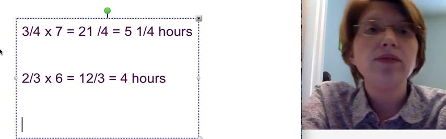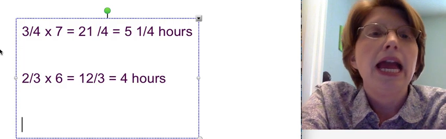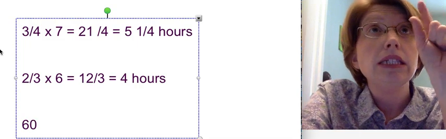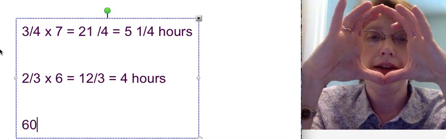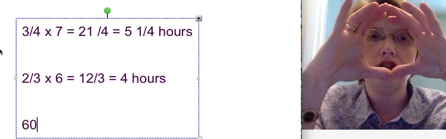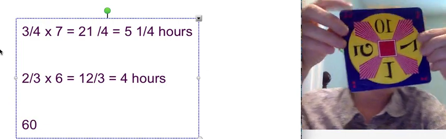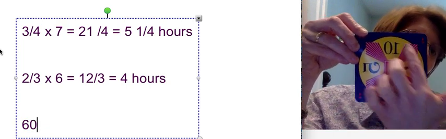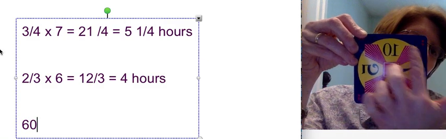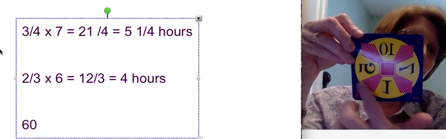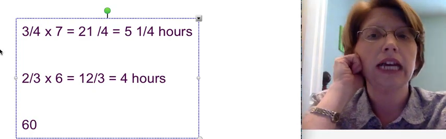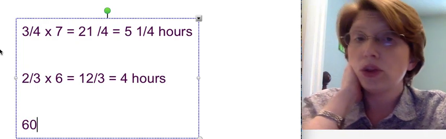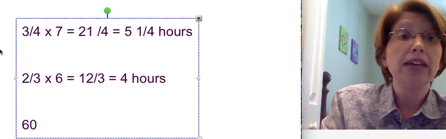So if he spends 3/4 of an hour, okay, how many minutes are in an hour? 60, right? Think about your clock. If I split that clock into 4 sections, here's the circle, and I split it into 4 sections on the clock, how many minutes are in each section? We can split the clock into 4 15-minute sections. So if he spends 3/4 of an hour, he spends 3 15 minutes.